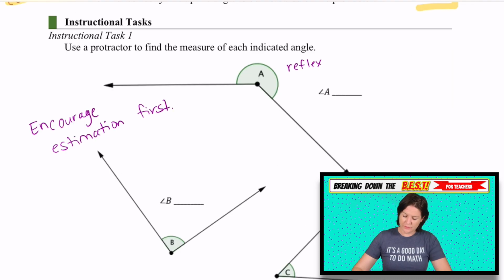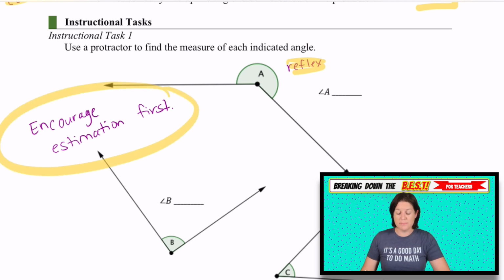Here are some instructional tasks. You can see here is an example of a reflex angle. I wrote down, remember to encourage estimation first. So if I'm looking at A, I know it's going to be greater than 180 degrees, but not quite 270 degrees. So it might be around 230 degrees, and then finding the exact measure there.